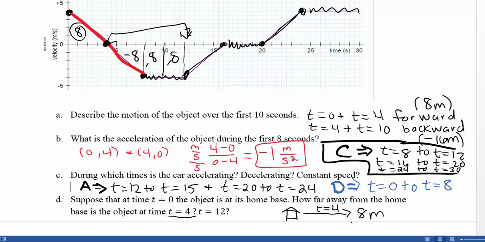So I started off going in the positive direction, right? And I walked 8 meters. But then I turned around and I walked 24 meters in the other direction, which is 16 meters away from my home base, because it took me 8 meters to get back to my home base, and then I continued going, and so now I'm 16 meters in the other direction from my home base. So how far away am I from home at time equals 12? Well, I'm 16 meters away from home to the left. At time equals 4, I was 8 meters away to the right.